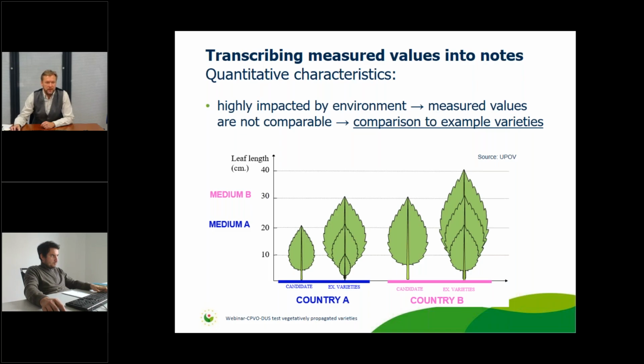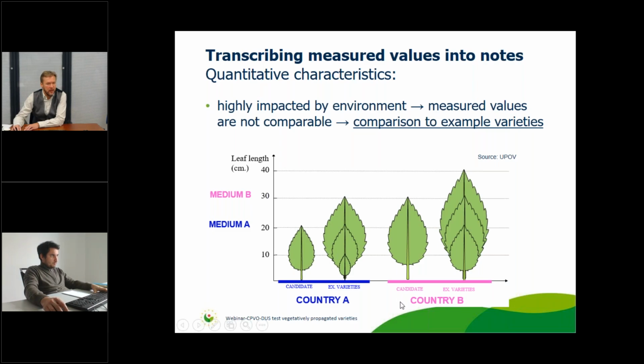As mentioned before, quantitative characteristics are highly impacted by the environment. Therefore, measured values are not really meaningful or comparable. For that reason, to bypass that problem, the candidate varieties are compared to example varieties. We have here the candidate variety under the conditions of country A, and here we have 3 different example varieties. We see that the candidate variety, having a leaf length of 20 centimeters, corresponds to the example variety here in the middle.